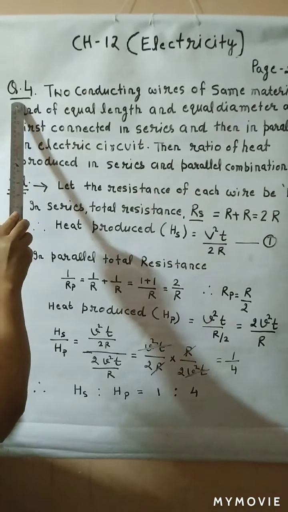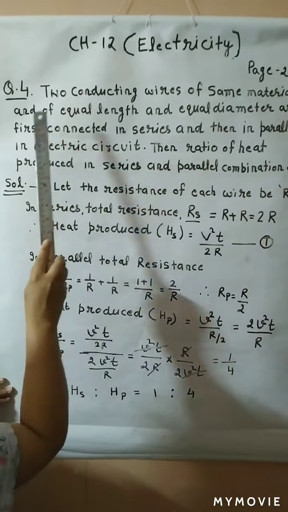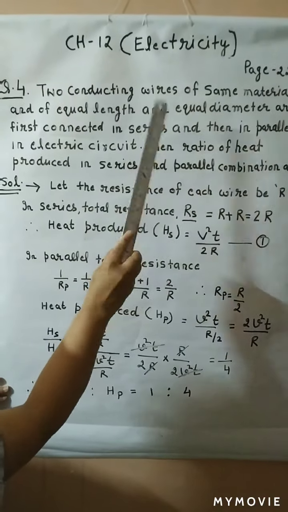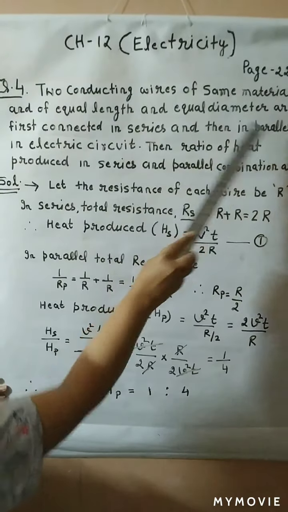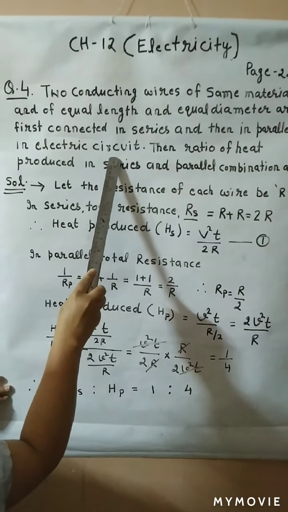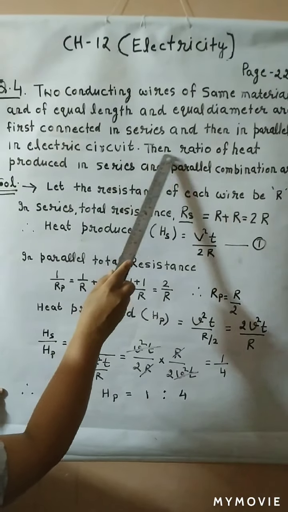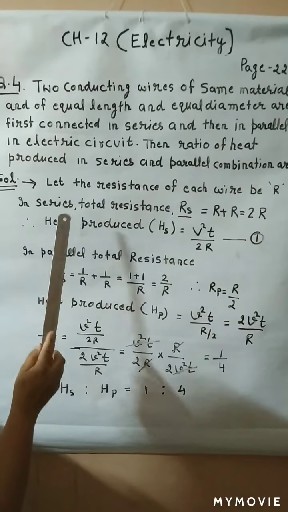Now see, this is our next question. Two conducting wires of the same material and of equal length and equal diameter. What does it mean? Their resistance is the same. They are first connected in series and then in parallel in an electric circuit. This means we have made the circuit two times, in series and in parallel. Then we have to calculate the ratio of heat produced in series and parallel combination.